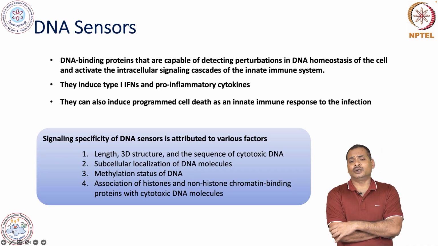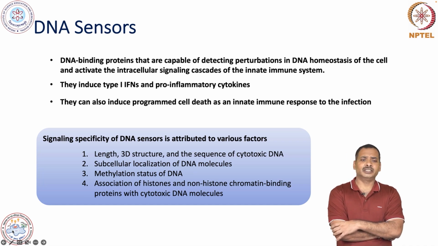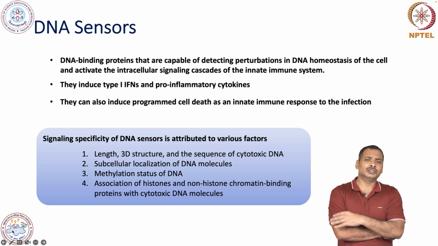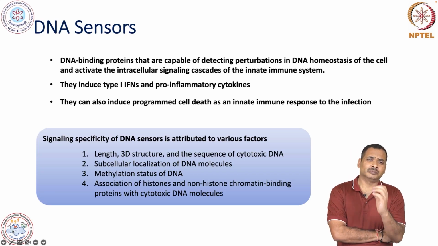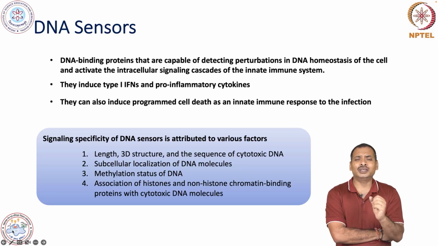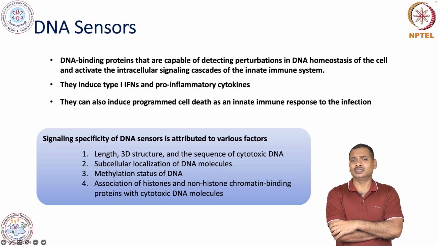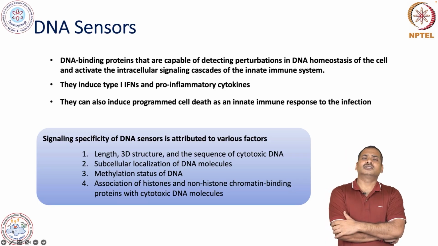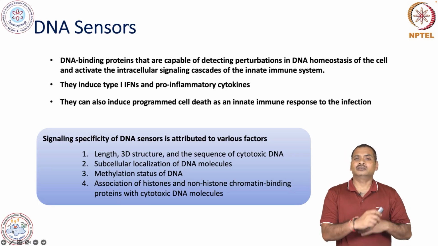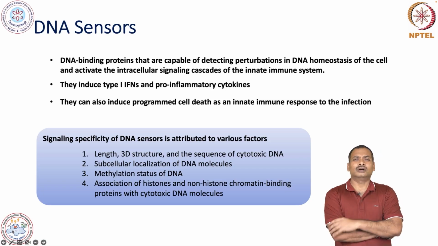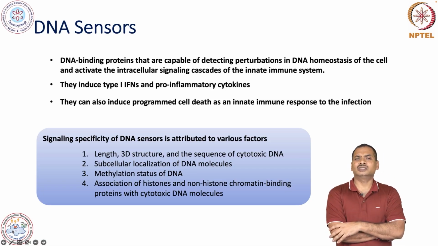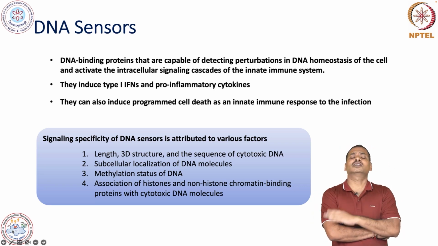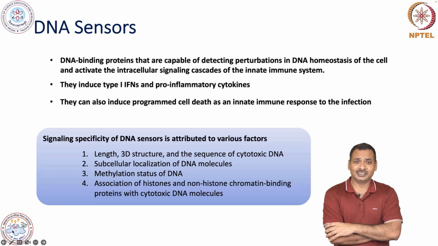Association of histone and non-histone chromatin-binding proteins with cytotoxic DNA molecules. You know that bacterial DNA or viral DNA is not associated with histone protein. However, in our mammalian cells, the DNA is present in bound form with histone. Although in bacteria some histone-like proteins are there, they are not histone. And these distinguishing features are basically sensed by the DNA sensors.